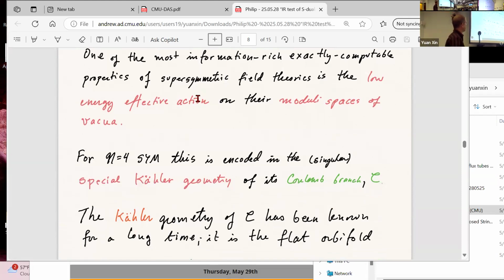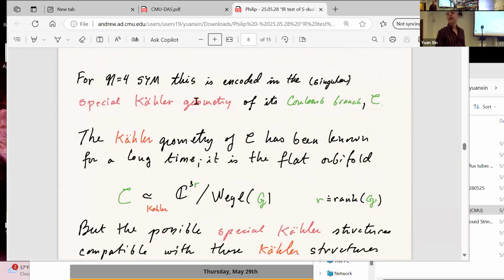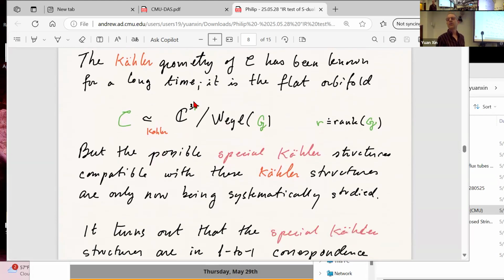I'm not going to go into details here, but you want to understand how we figure out what these low energy effective actions are. They're encoded in a geometry of this moduli space called a special Kähler geometry. I'm not exactly going to define what that is now, but I will tell you that the Kähler geometry of these N=4 theories has been known for a long time. It's simply a flat vector space orbifolded by a finite discrete group, the Weyl group of the gauge algebra.